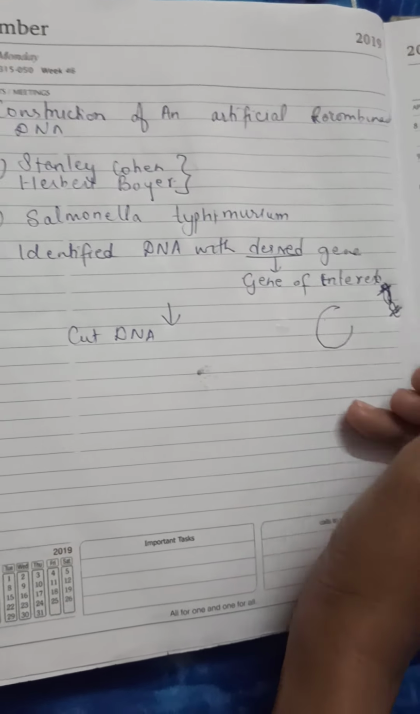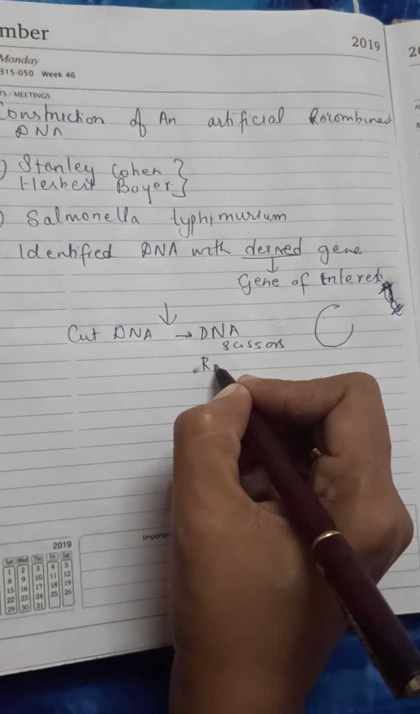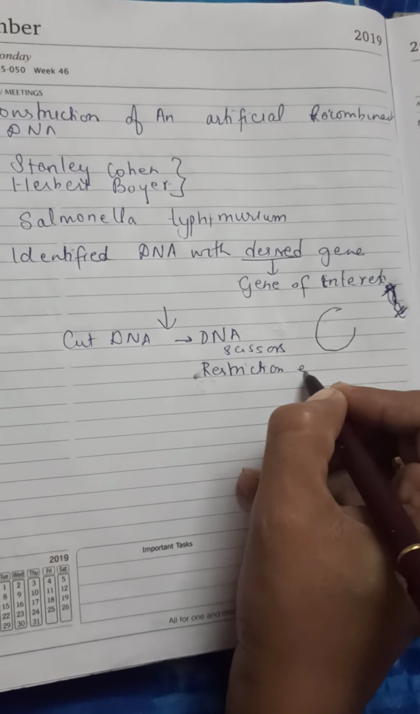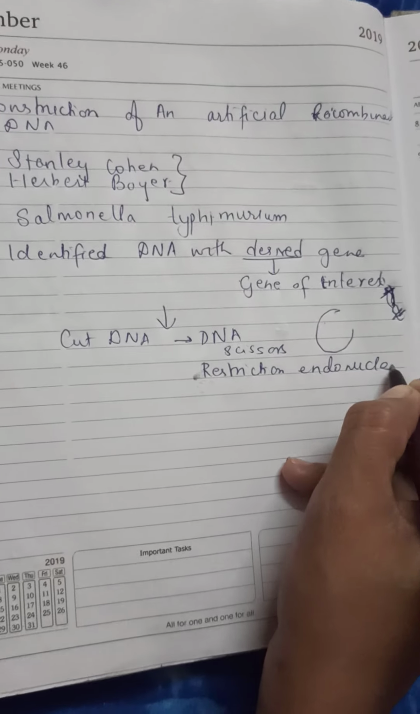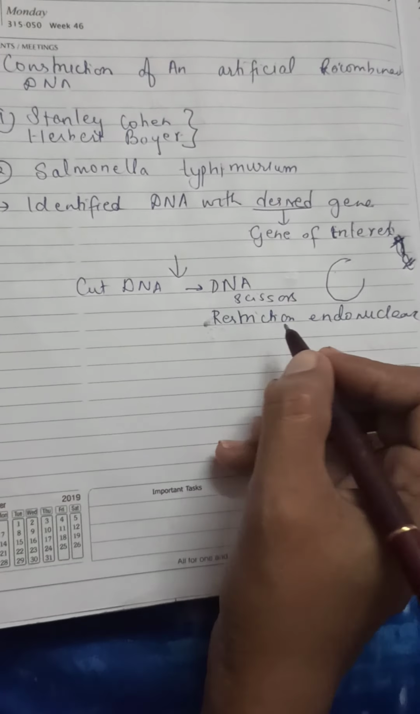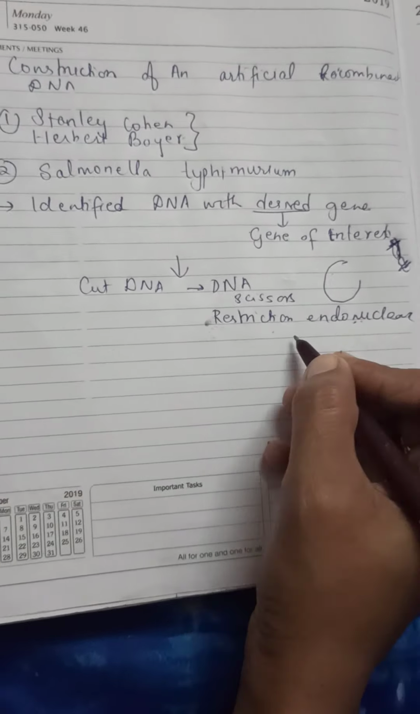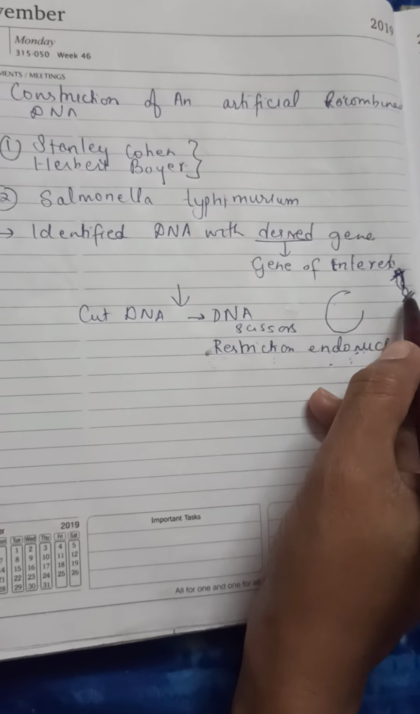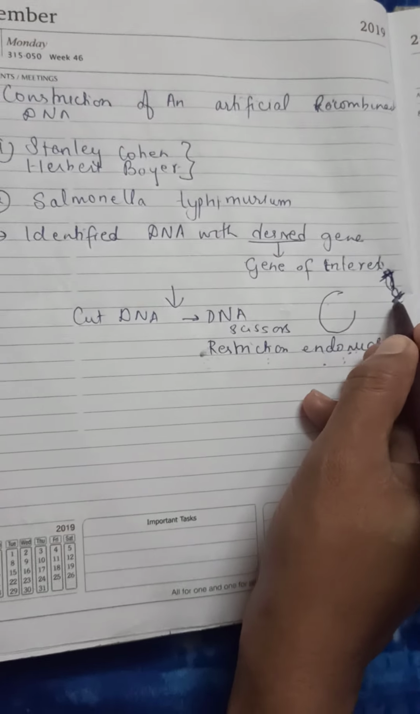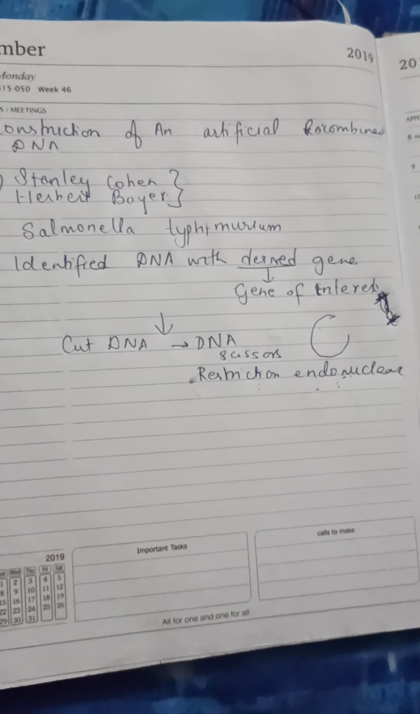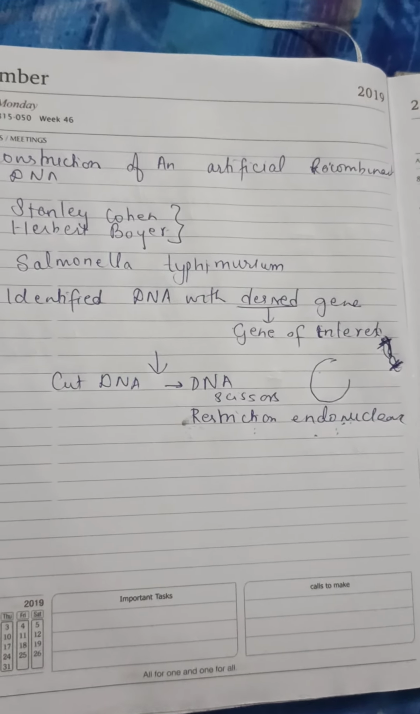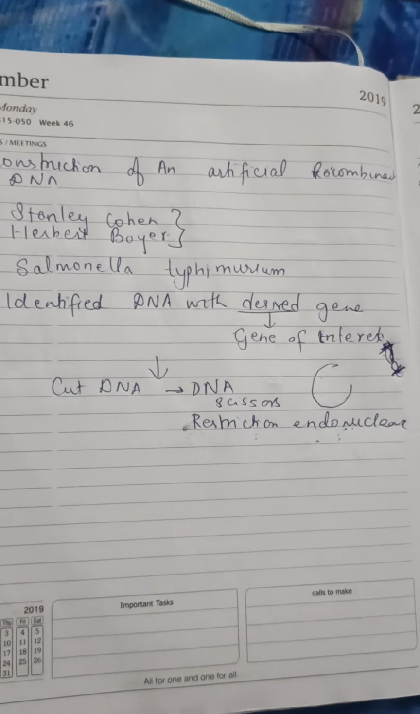So how is the cutting done? The cutting is done with the help of DNA scissors, and the enzyme that is involved is restriction endonuclease. So this is called the DNA scissor. This is the restriction enzyme, or you can say restriction endonuclease. What does it do? It can cut DNA at a specific location, and we get the desired DNA piece which has to be incorporated into the new host.